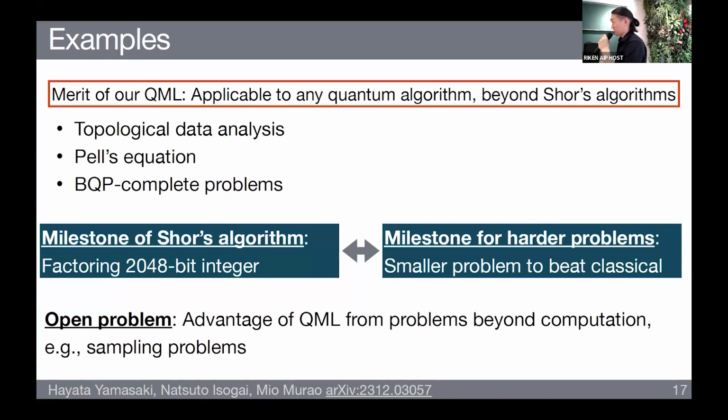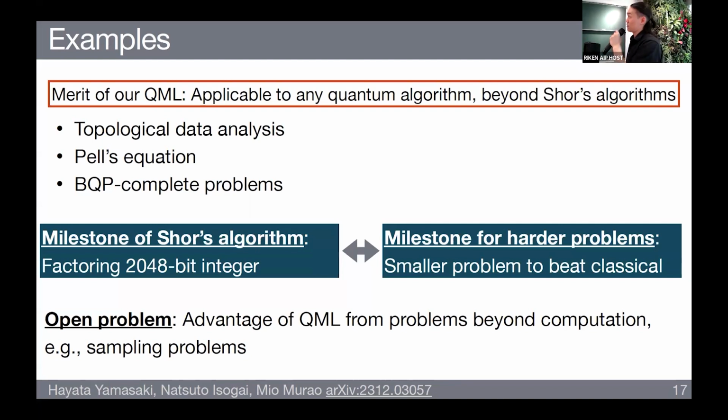So what's the benefit of this? It is often said that a milestone of Shor's algorithm is to factorize 2048-bit integers, which is used in today's RSA cryptosystem. But it's indeed very demanding to factorize such large integers under current technologies. So it will be a milestone of the development of quantum computation, but this is a very demanding task and only a long-term goal.